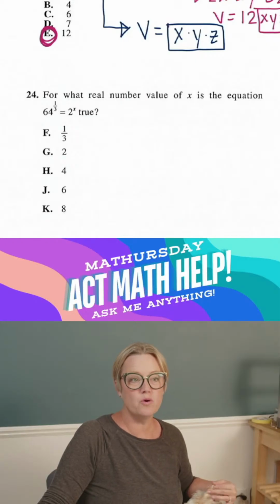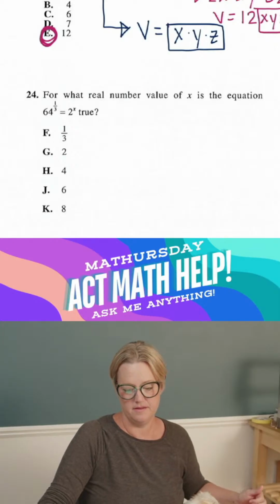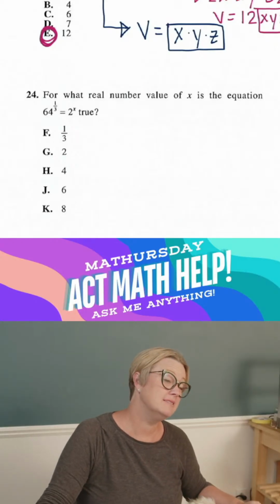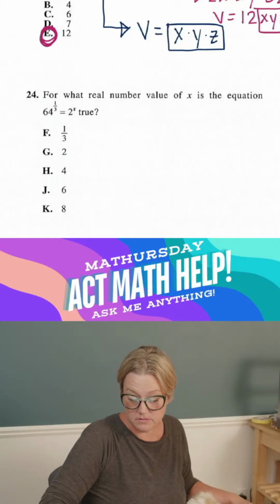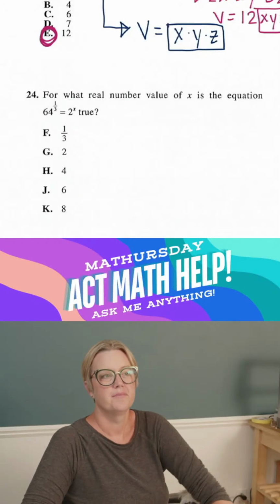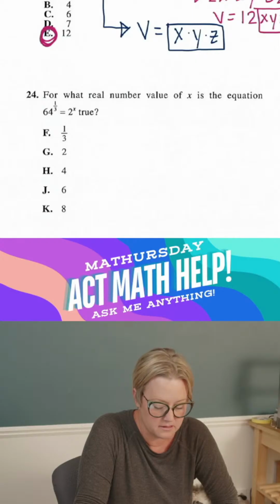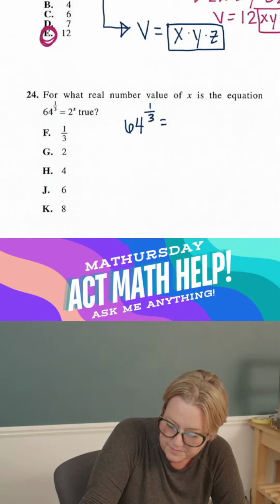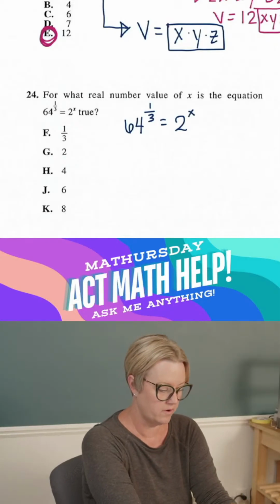This is getting into much more advanced exponent rules. This is something you would probably talk about when you talk about exponential functions and maybe even getting into logarithms. So we've got 64 to the 1/3 equals 2 to the x. I'm just going to write this a little bit bigger so you can all see this. That's the one that we're looking for.